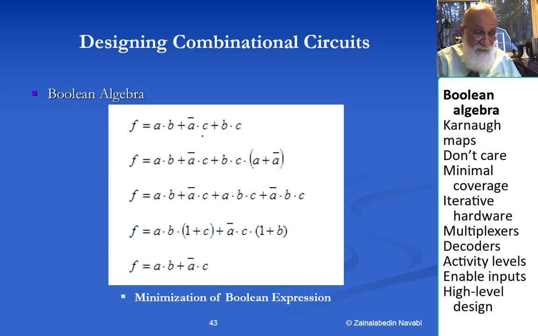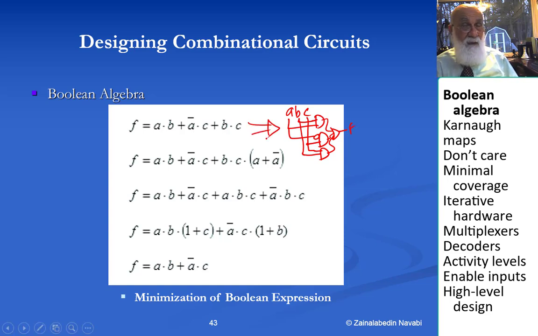Let's look at it this way. If I were to implement this circuit using AND gates and OR gates, this is how I would do it. I would do A, B, C, A and B, A bar and C, B and C. And then an OR gate right here. So this is the F, the original F.